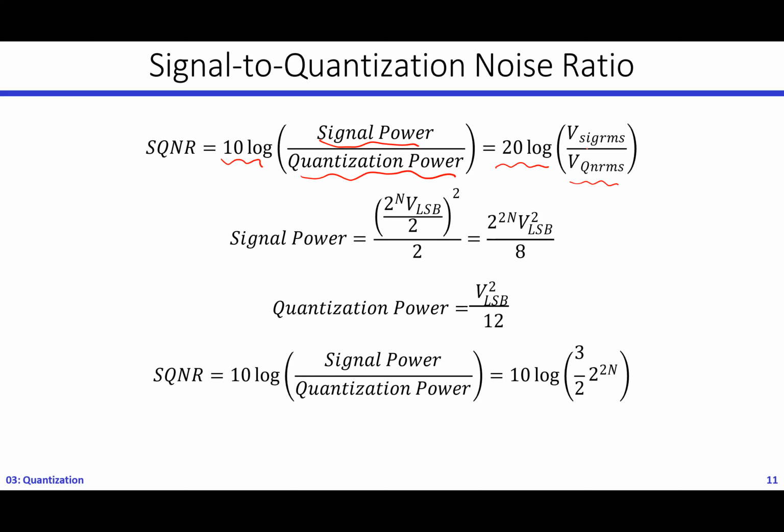Now, if we want to find the signal power or the signal RMS value, assuming that you have a sinusoidal signal that has an amplitude going from 0 to V full scale, then the A of it will be equal to V full scale divided by 2.